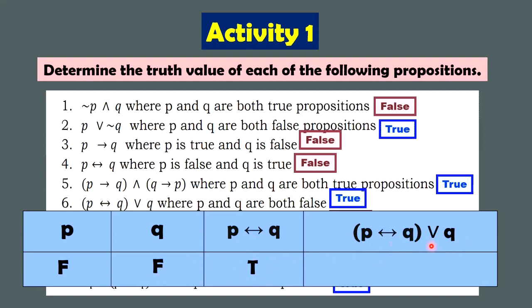And what is so powerful about disjunction? A disjunction, or using the connector "or", is true when there is at least one true statement. And yes, here, our biconditional statement is true. So even if Q is false, the combination of these statements using the connector "or" is true. So for number 6, the answer is true.